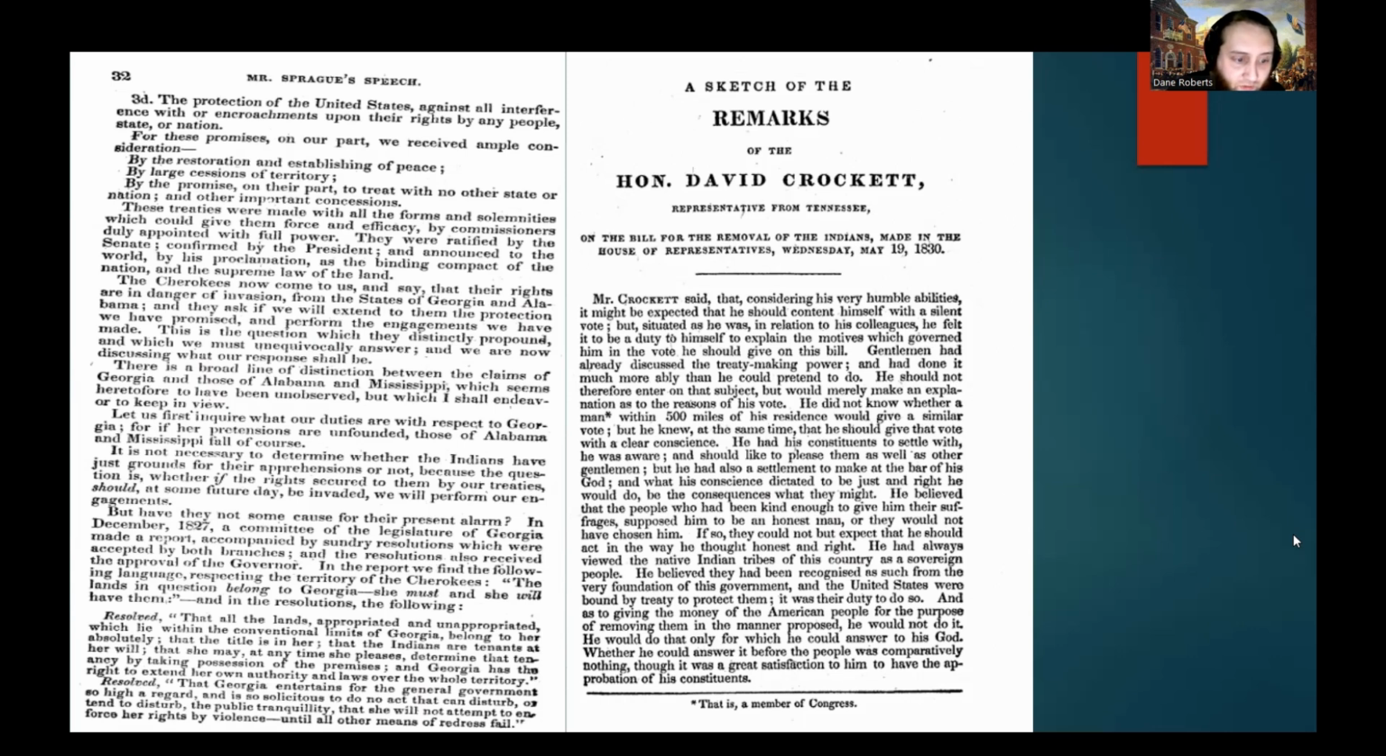In December 1827, a committee of the legislature of Georgia made a report accompanied by sundry resolutions, which were accepted by both branches, and the resolutions also received the approval of the governor. In the report, we find the following language respecting the territory of the Cherokees. The lands in question belong to Georgia, and she must and she will have them.